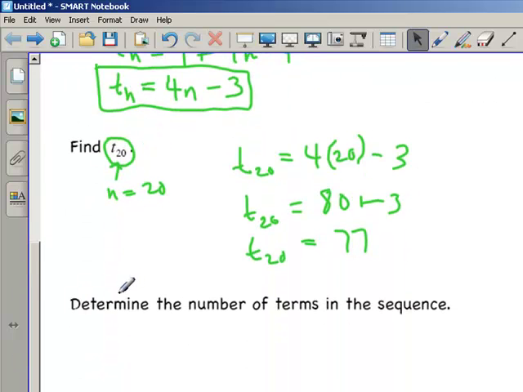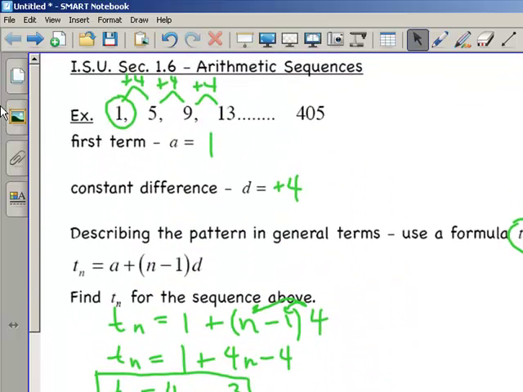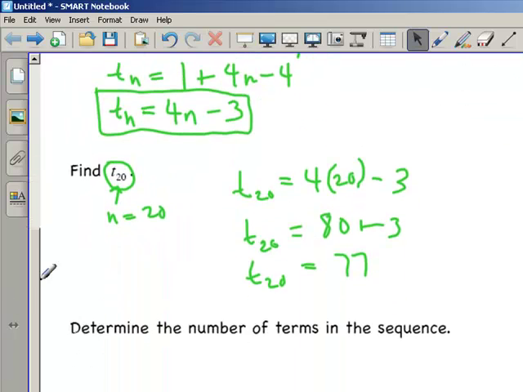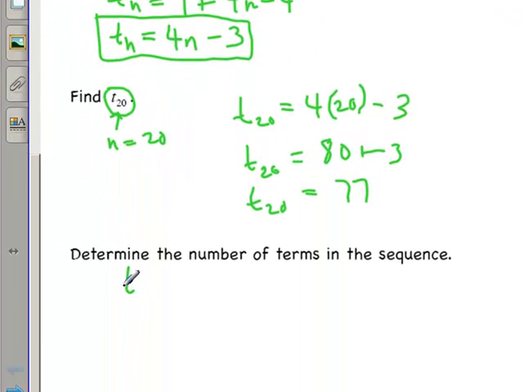Finally, the final question here that we need to do is we want to determine the number of terms in this sequence. As you can see, we've started this sequence here, and we've also ended with the number 405. So we want to figure out, well, where is 405 in this sequence? We don't know where 405 is, so the n is questionable. But we know that Tn is 4n minus 3, and Tn is also 405 because that's the term we're trying to find.